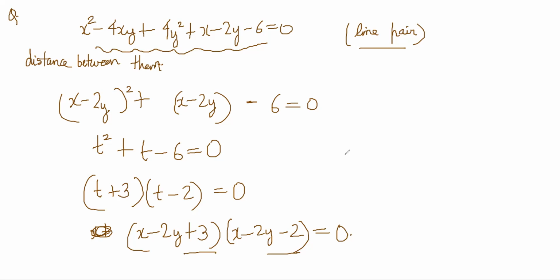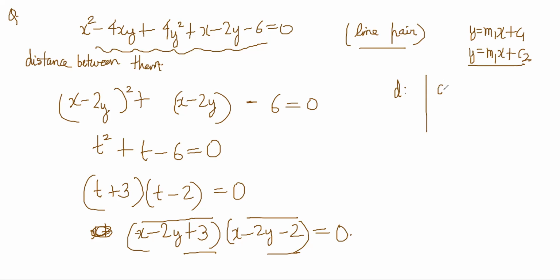These are my lines, so these are parallel lines. Notice the distance between parallel lines is (c1 minus c2) by root over 1 plus m1 square, right? So if you write it as y is equal to m1x plus c1, and y is equal to m1x plus c2, the distance between them would have been c1 minus c2 by root over 1 plus m square, right?